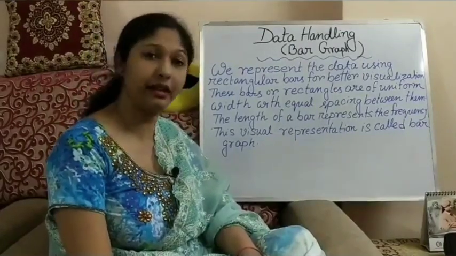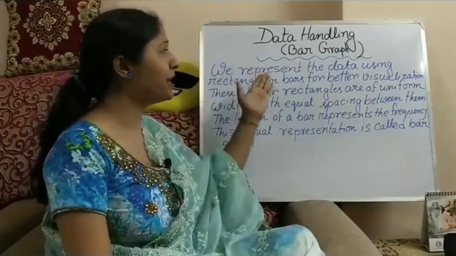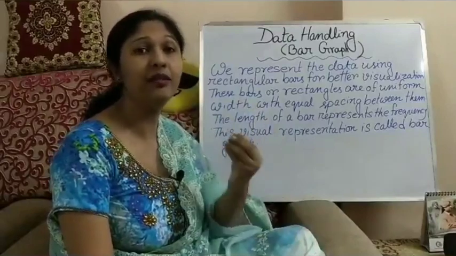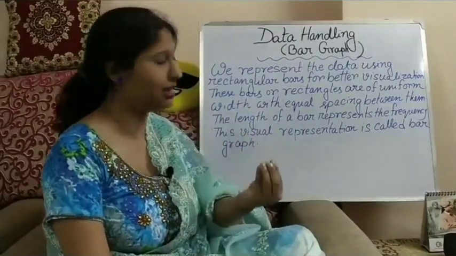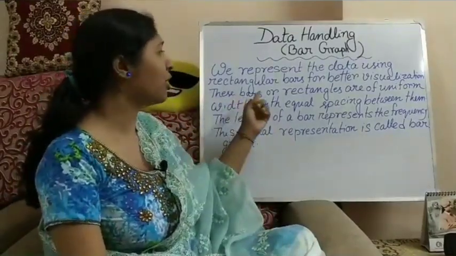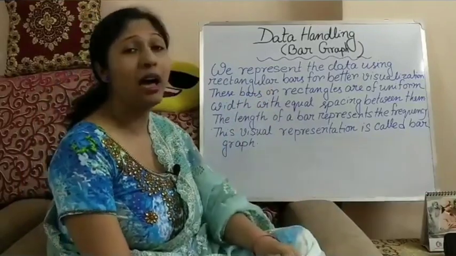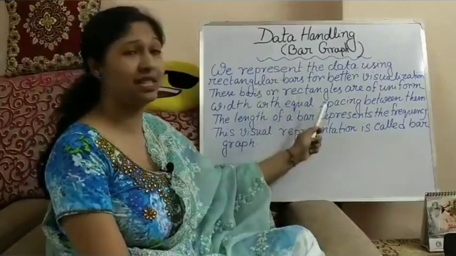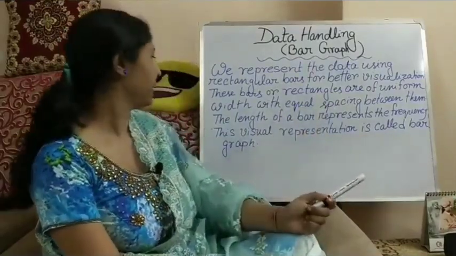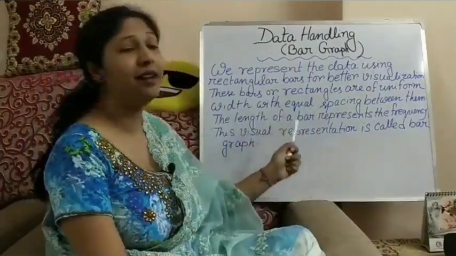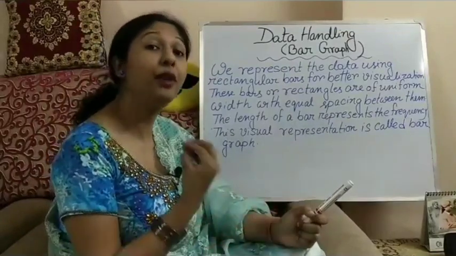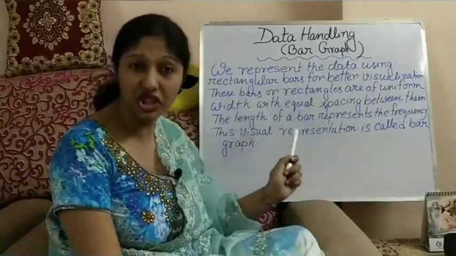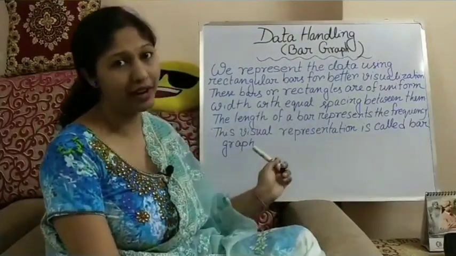Bar means rectangles. We represent the data using rectangular bars for better visualization or understanding. These bars or rectangles are of uniform width with equal spacing between them. The length of a bar represents the frequency, and this visual representation is called a bar graph.